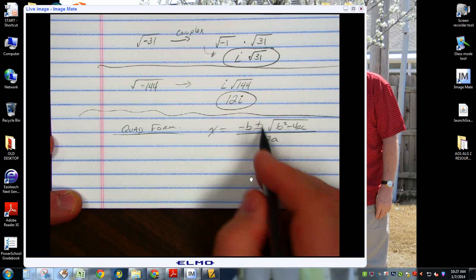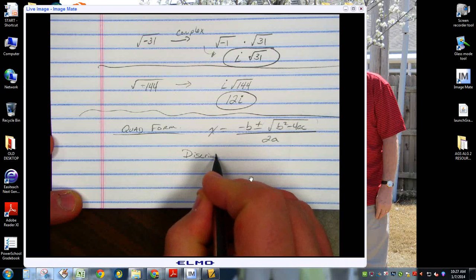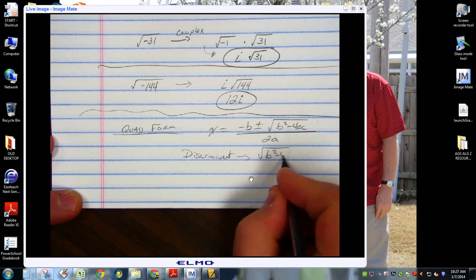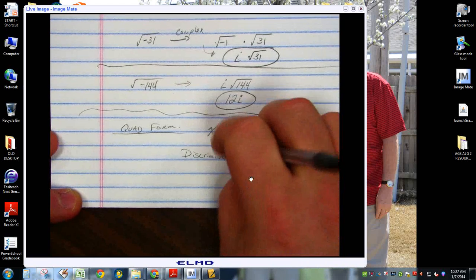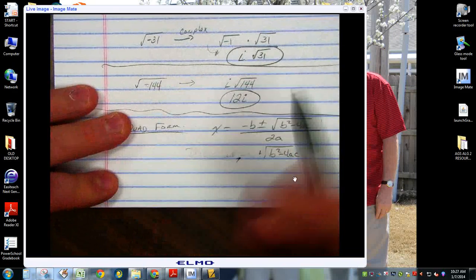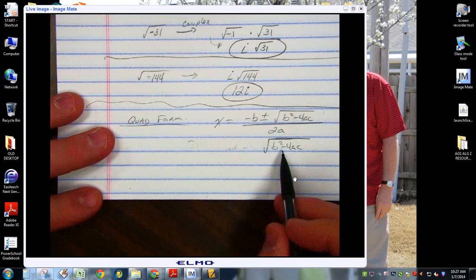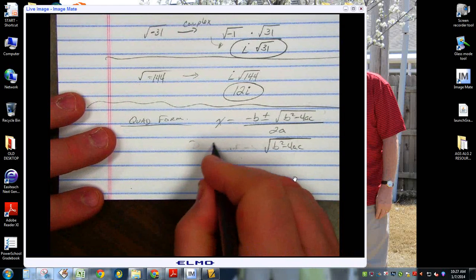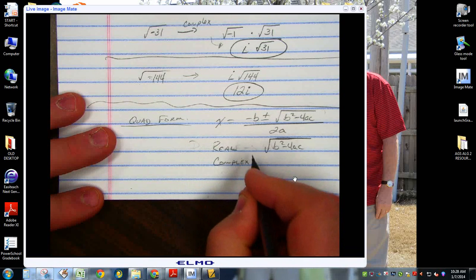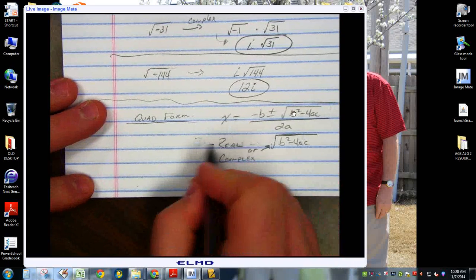It turns out this thing's called the discriminant. I think I spelled that right. The discriminant is the square root of b squared minus 4ac. Or actually, the discriminant is just b squared minus 4ac. So let's not do that, take that back. This part right here determines whether your answer is real or whether it's complex. That's what that determines. If it's real, what do you think?